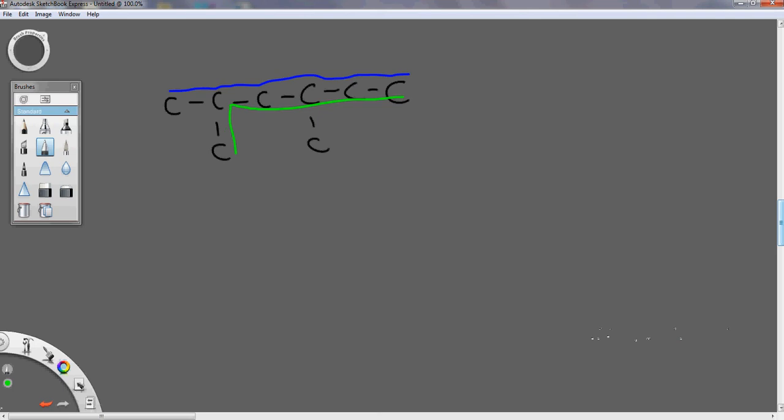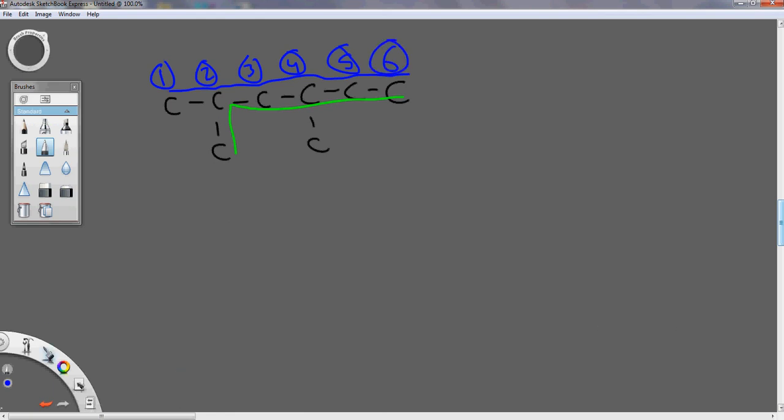So let's answer this. Do we count from right to left or left to right? What factor do we use to decide the answer? Whichever direction will give us the smallest number for our first branch. So let's just do it both ways and see what comes out to be. So we have 1, 2, 3, 4, 5, 6. So then let's count the other way around.